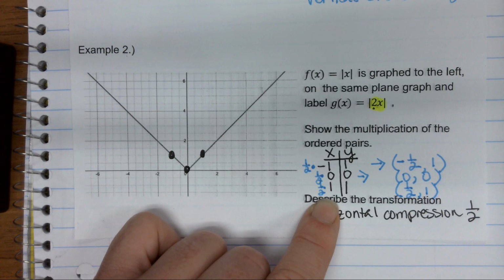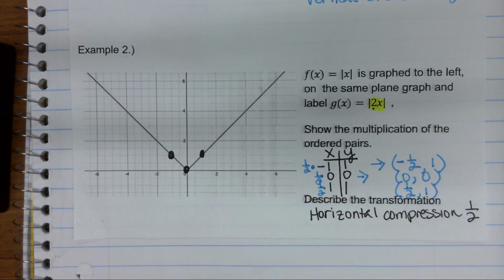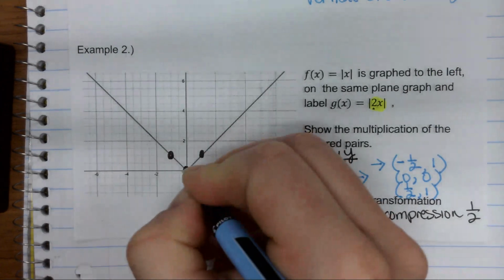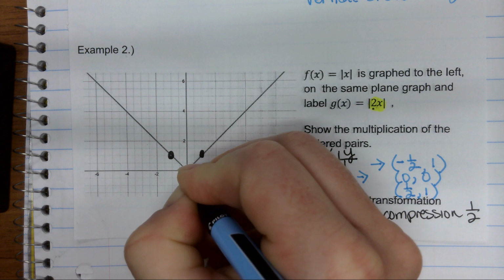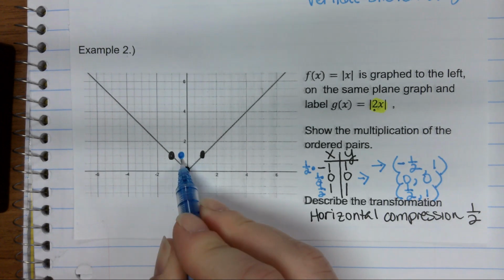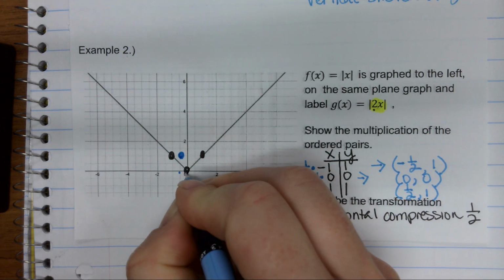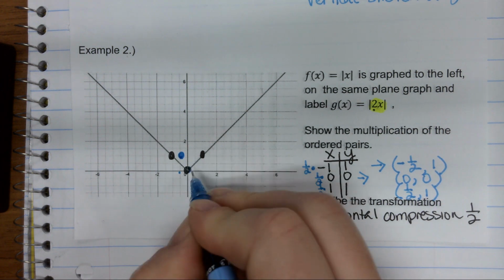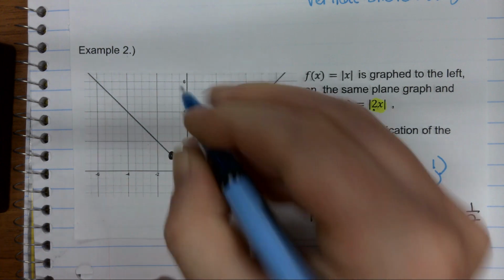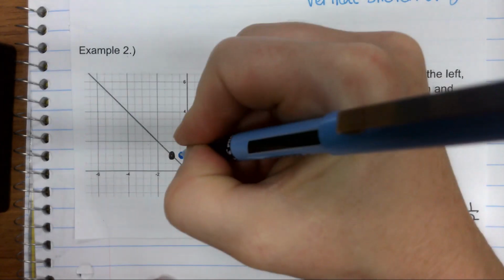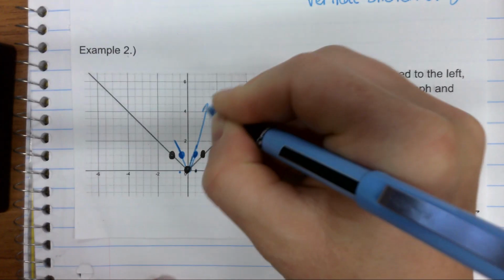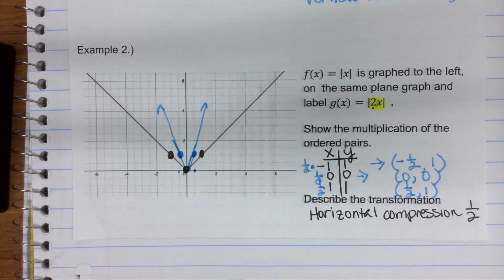Okay, let's see what happens to those points then. So this one is going to go to, that's one of these little tick marks. It's going to go right here. That's -1/2, comma 1. This one still stays at 0, 0. This goes over 1/2 and up to 1. Hopefully we can see that compression happen.